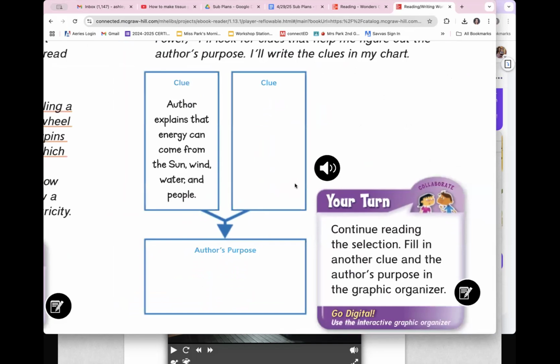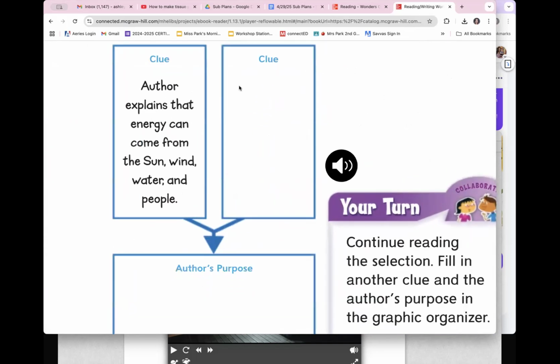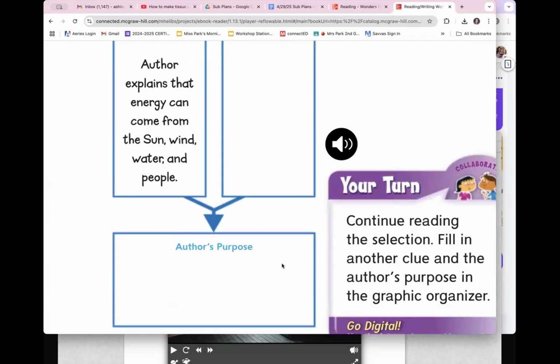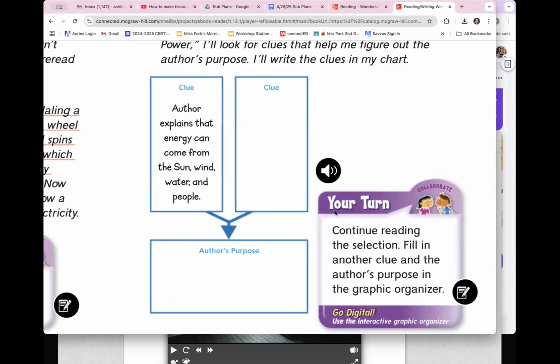So it's up to your teacher if you guys want to fill this out on the whiteboard, or the teacher can write it on the whiteboard. You guys can go back into the story, reread if you need to, to find another clue and to find the author's purpose. You guys can also just discuss in class. If you need to pause the video, you guys can do so now.